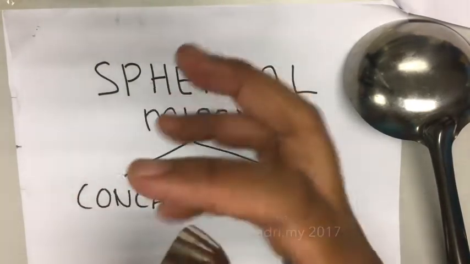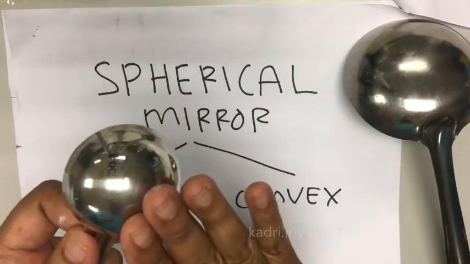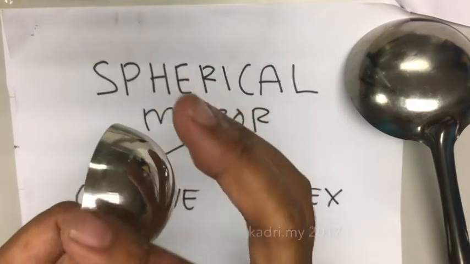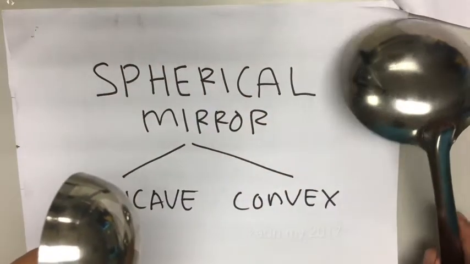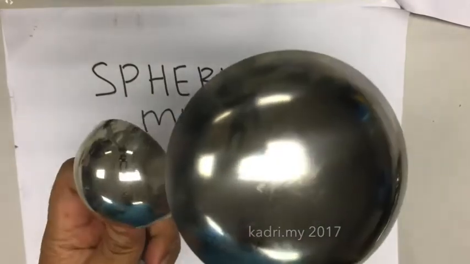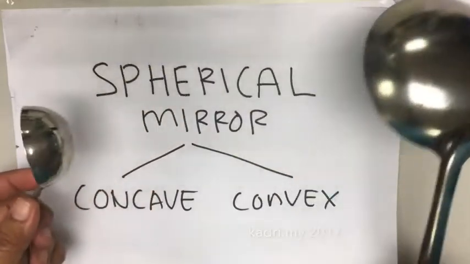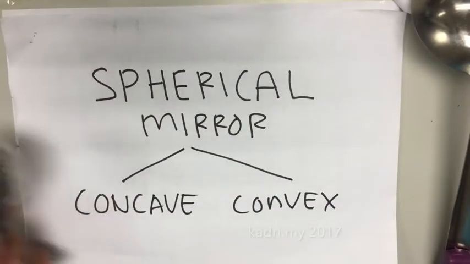Okay, so the spherical mirror is characterized by whether it is on this side or this side. So this is a convex mirror and this is a concave mirror, and we can have various radii or curves of mirror. For example, this mirror has a large radius compared to this, you see, and they may have a different image form for the same object.